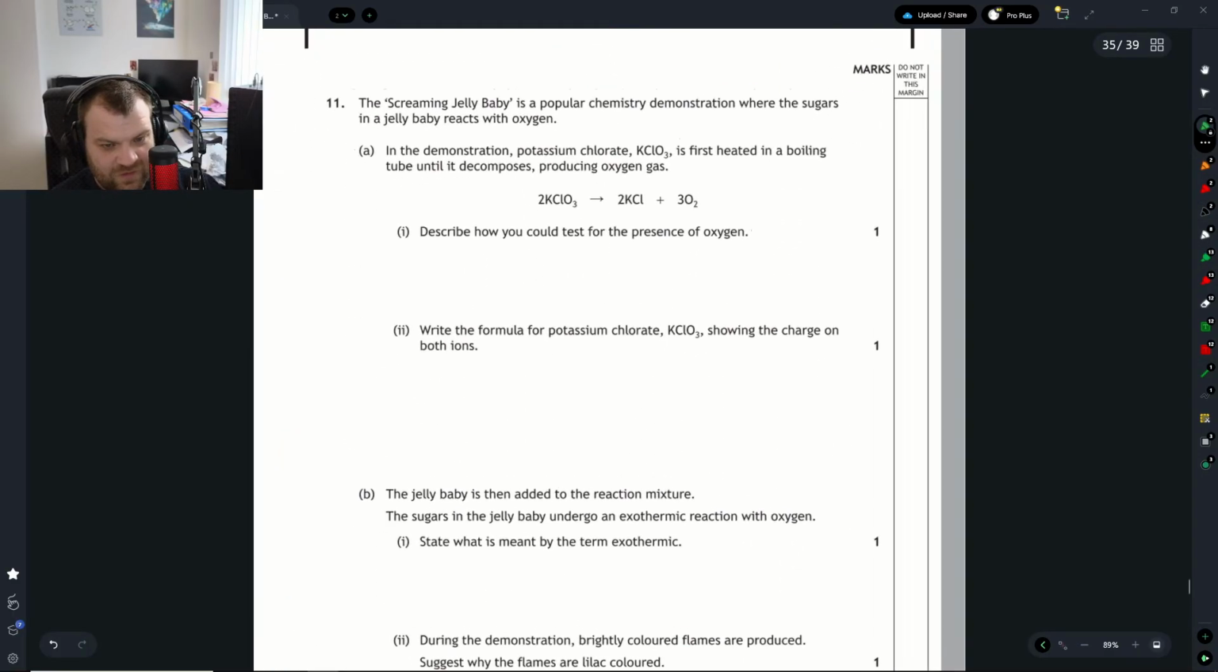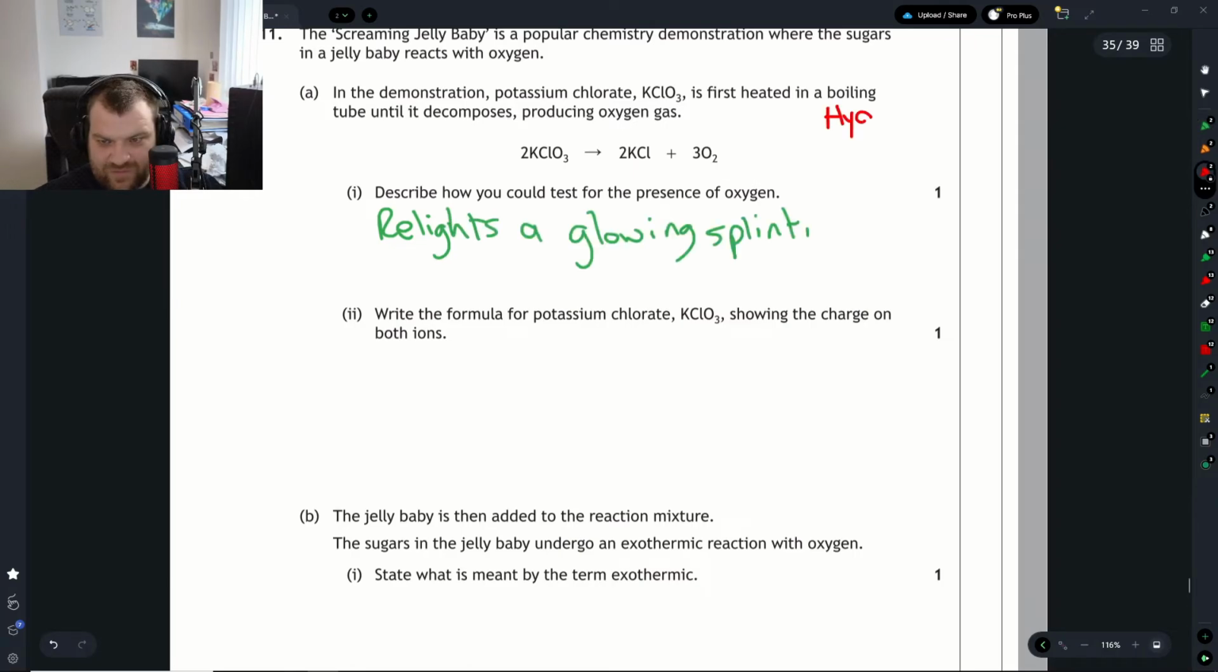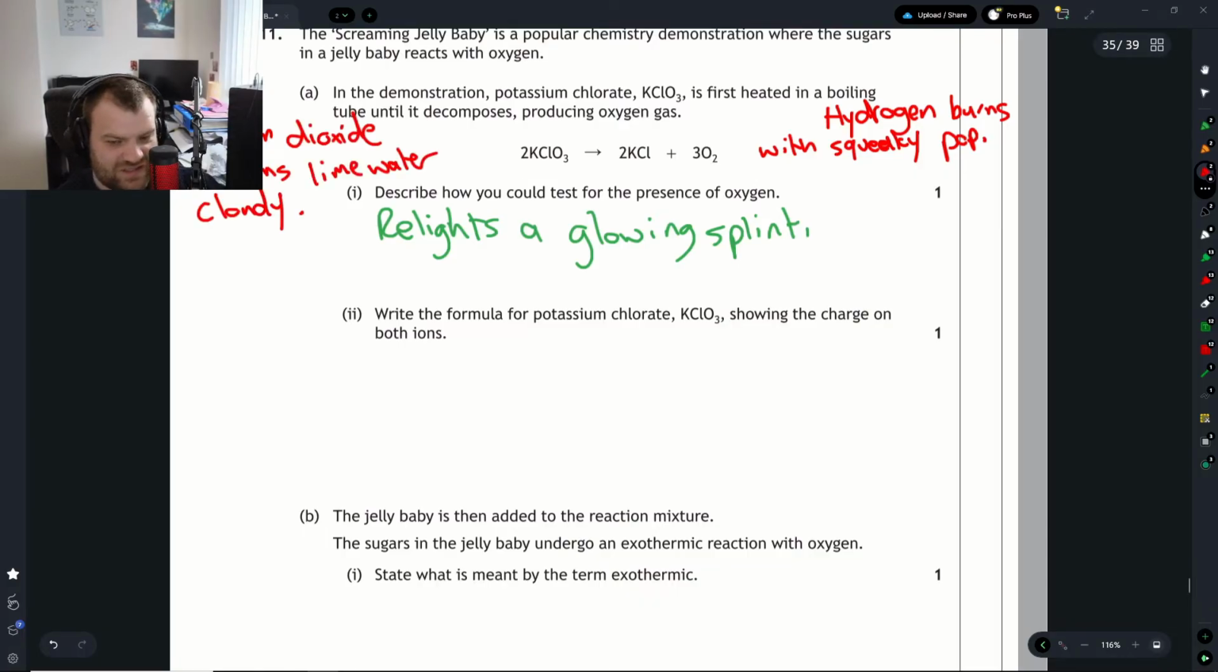Next up, asked to test for oxygen. Oxygen is tested by relighting a glowing splint. If it asks us about hydrogen, that burns with a squeaky pop. Mentioned it earlier, but carbon dioxide turns lime water cloudy. Those are your 3 main gas tests.